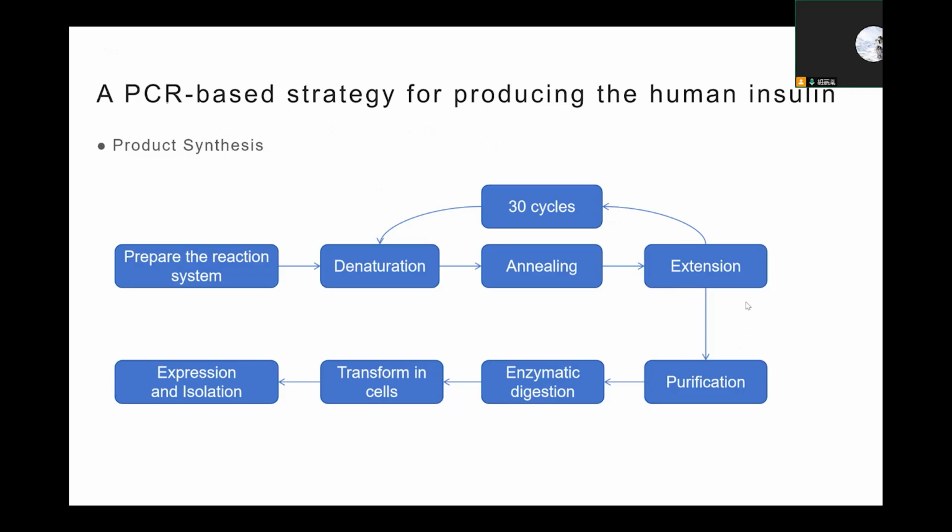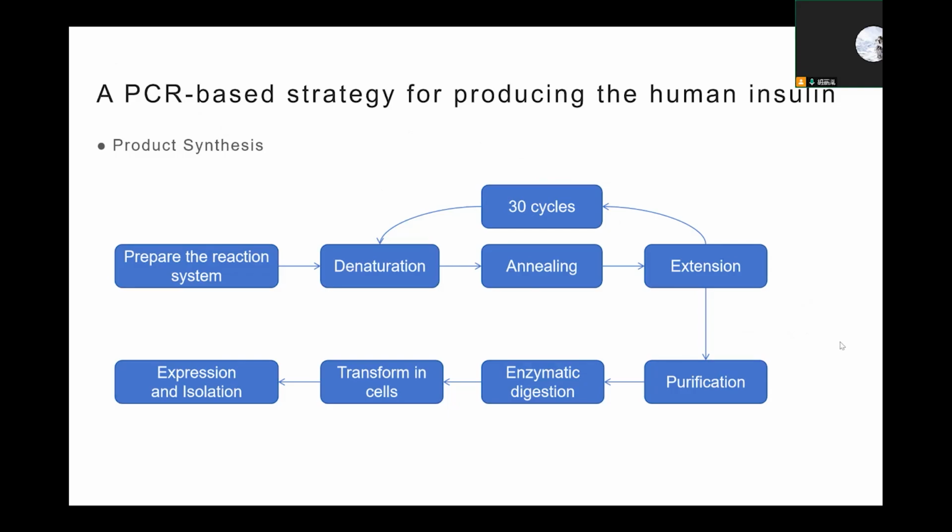Then, annealing lowers the temperature to allow the primers to bind to the single-stranded DNA template. After that, the extension at a moderate temperature: the DNA polymerase uses the dNTPs as raw materials to synthesize the new DNA strands. After that, we go back to the denaturation step for 30 cycles to obtain a large amount of target DNA fragments. Then, the PCR products were purified using the DNA recovery kit.